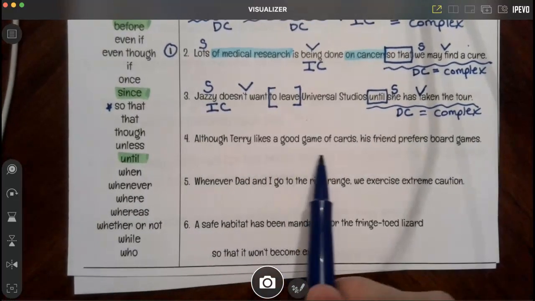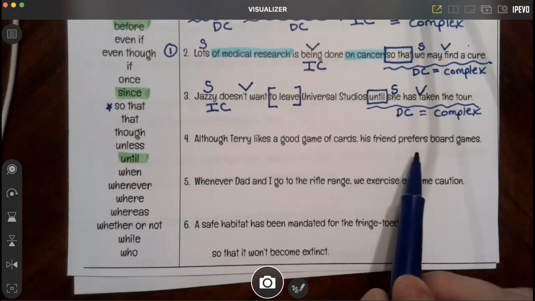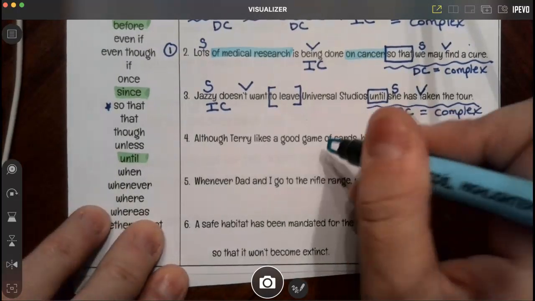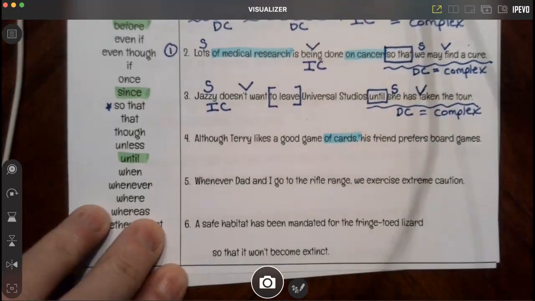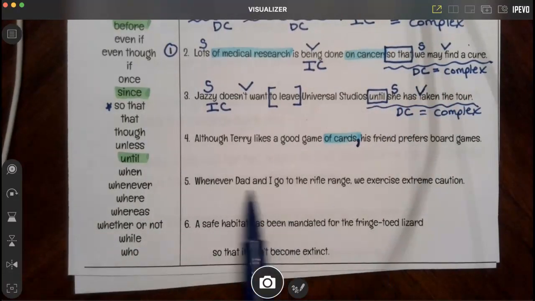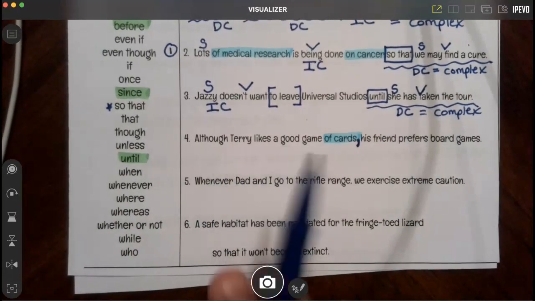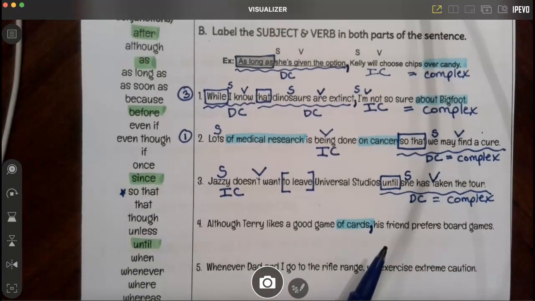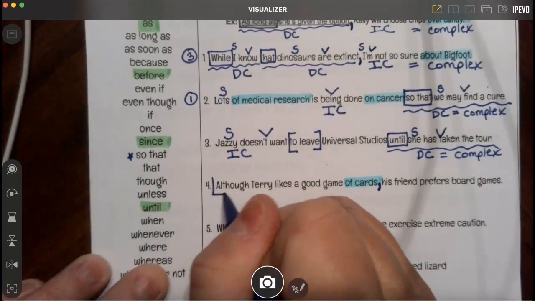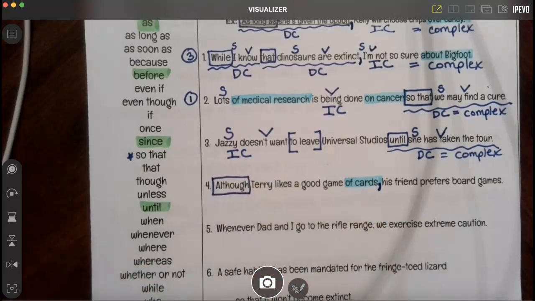Although Terry likes a good game of cards, his friend prefers board games. So pause the screencast, go try it on your own. And I see a prepositional phrase here. Get rid of that, ignore it. I see a comma, so that makes me think I could look to the beginning of my sentence for a subordinating conjunction. And way up here, I see "although." So although is my subordinating conjunction. And I might ask myself, although what?